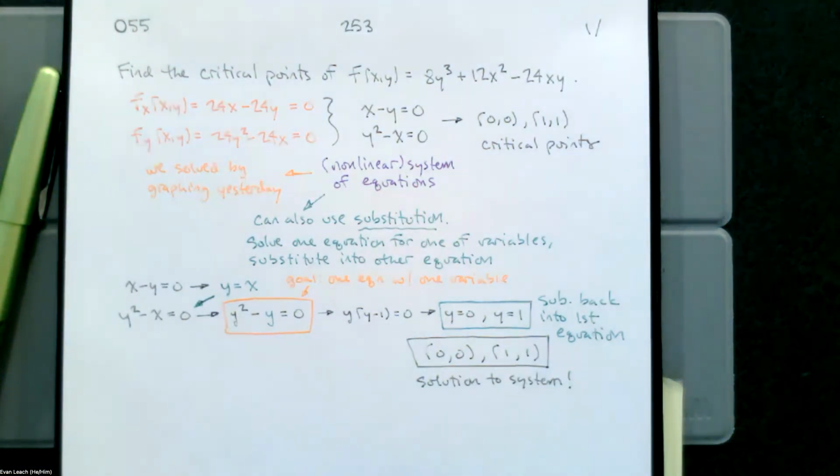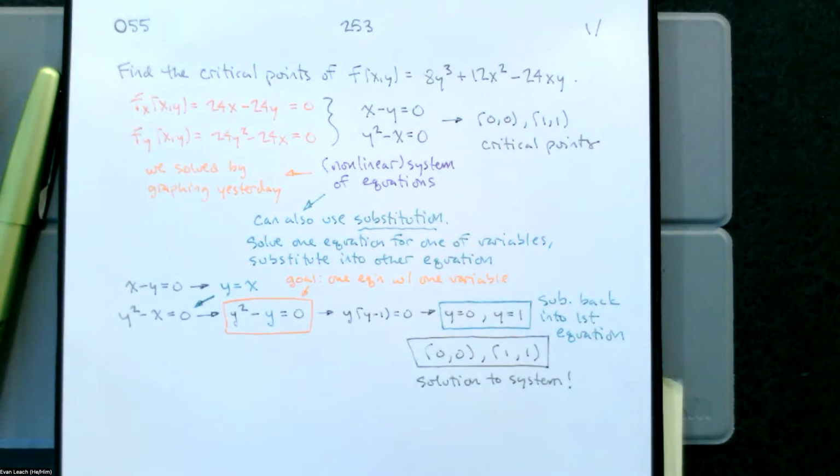Incidentally, I replaced the x with a y. It would have come out the same if we had replaced the y with an x. It would have just said x squared minus x equals 0. That would have given me the same 0 and 1 for x. X and y are the same from the first equation.